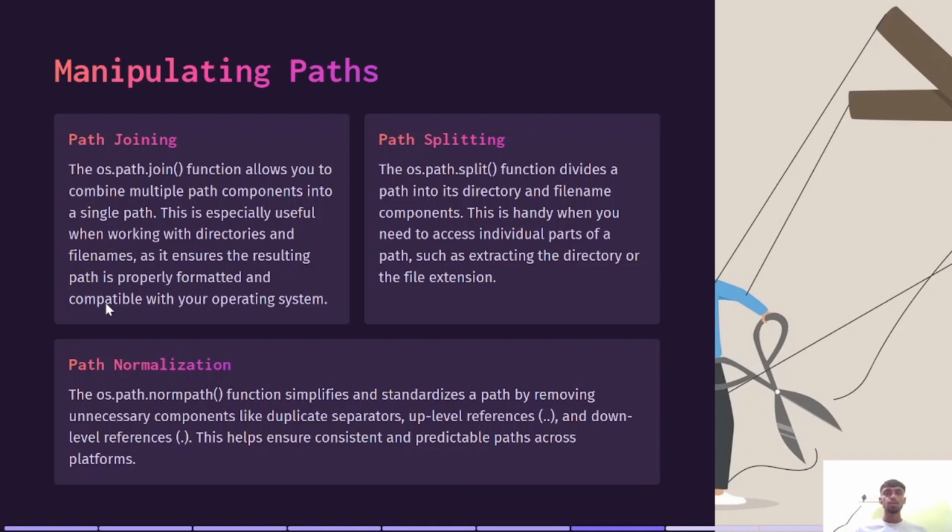And coming to path splitting, the os.path.split function divides a path into directory and file name components. This is handy when you need to access individual parts of the path, such as extracting the directory or the file extension. And path normalization: the os.path.normpath function simplifies and standardizes a path by removing unnecessary components like duplicate separators, up-level references and down-level references. This helps to ensure consistent and predictable path access across platforms.